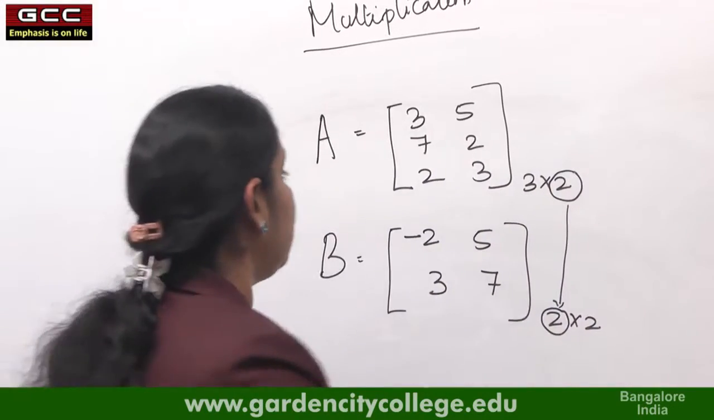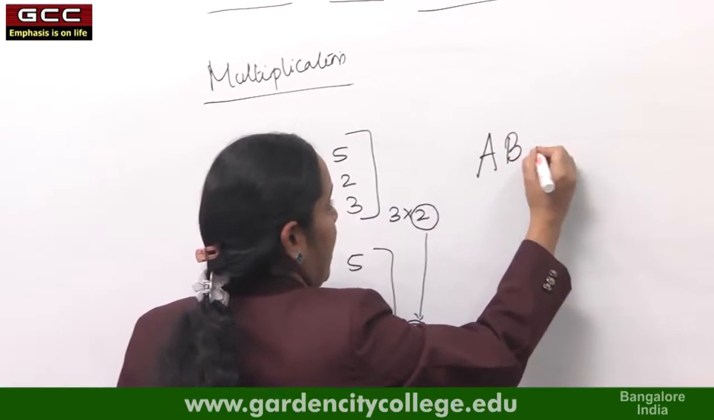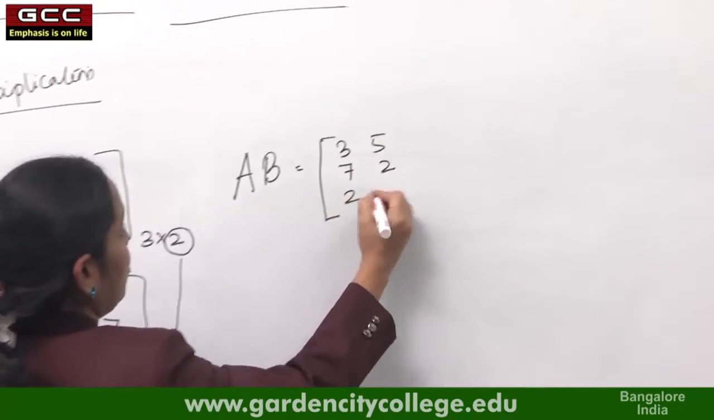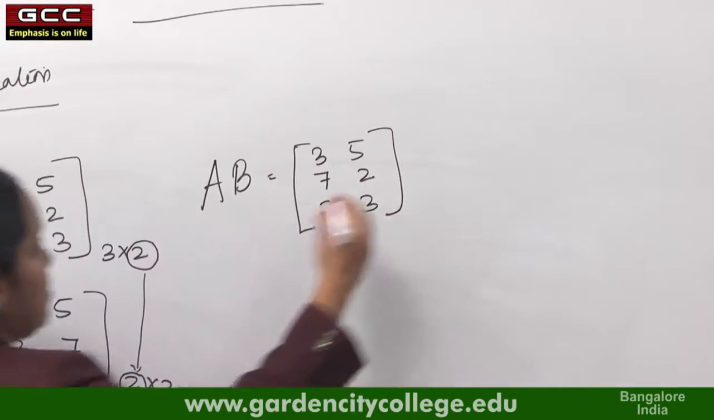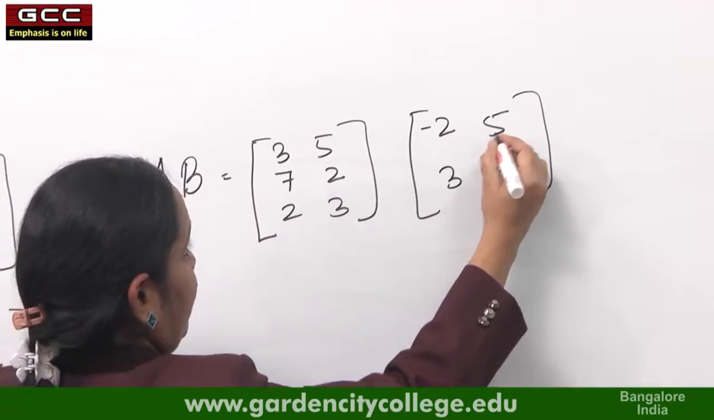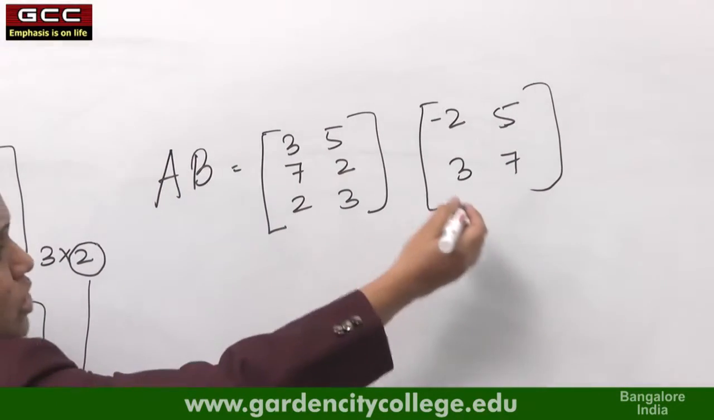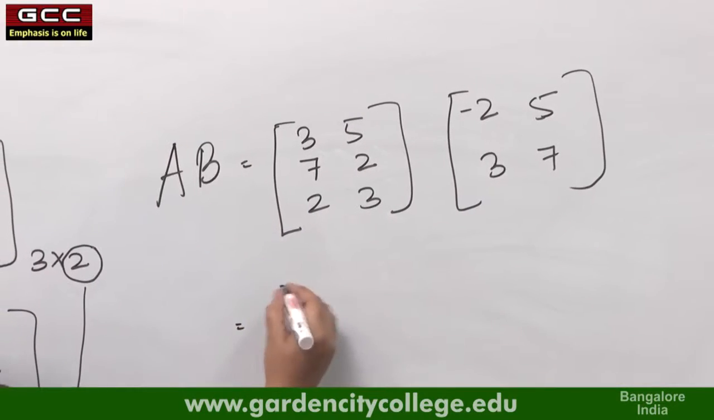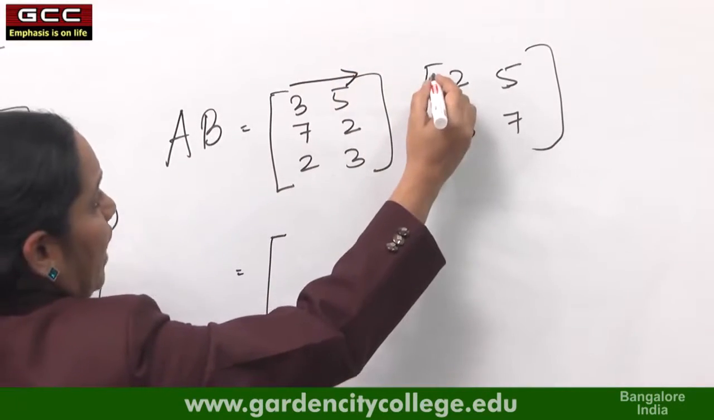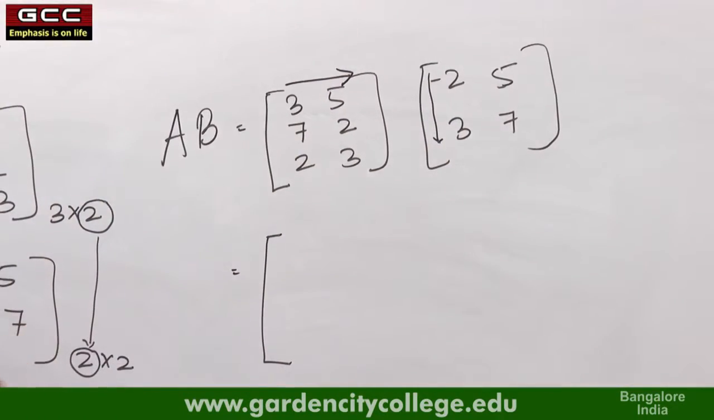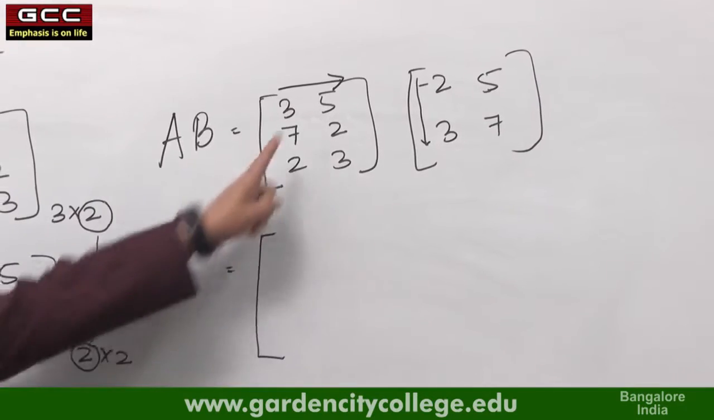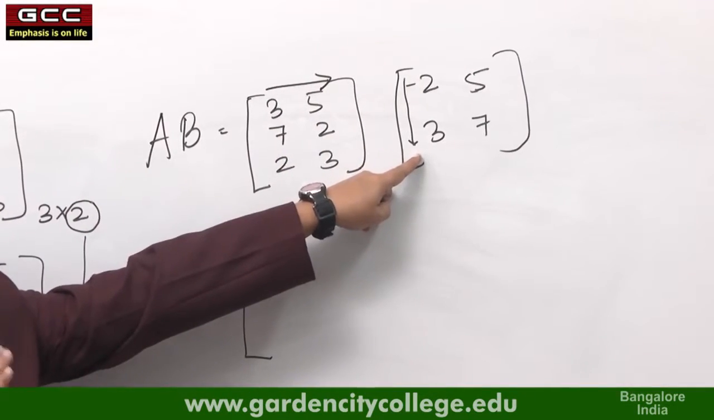Let me see how to find the multiplication of two matrices. AB is equal to [3, 5; 7, 2; 2, 3] multiplied with the matrix B, [-2, 5; 3, 7]. This is of order 3 by 2, this is of order 2 by 2. So, the multiplication of matrices is quite different. Take the first row, operate it on the first column. This is the way you will multiply the matrices. Unlike addition and subtraction, there is a process of multiplication. Take the first row, operate it on the first column of the second matrix.